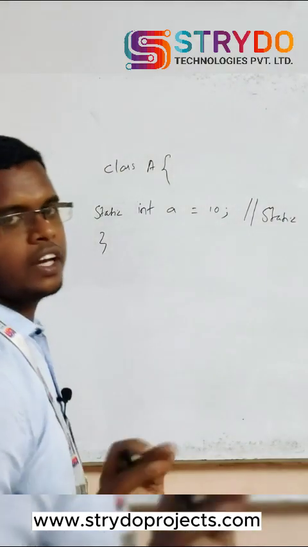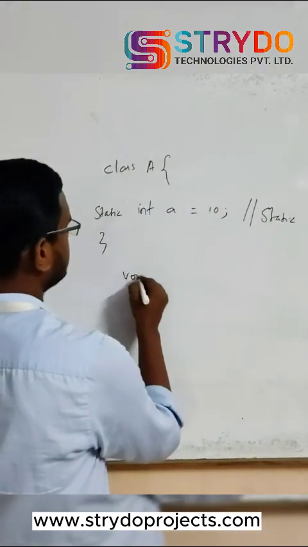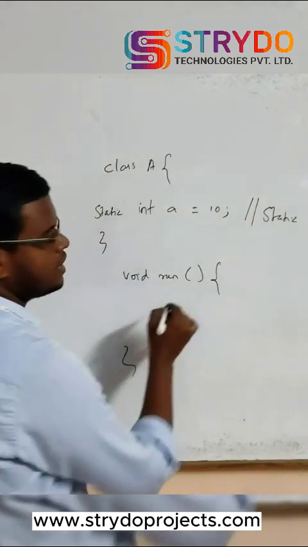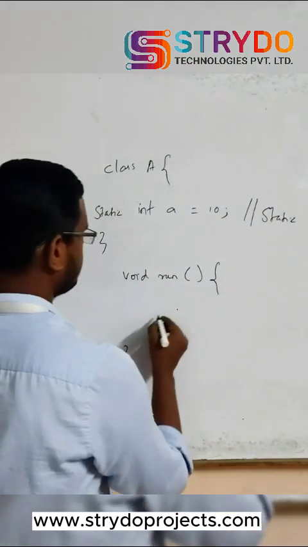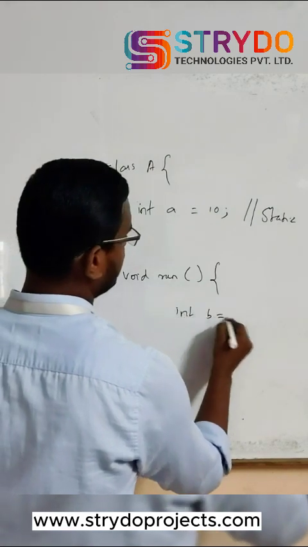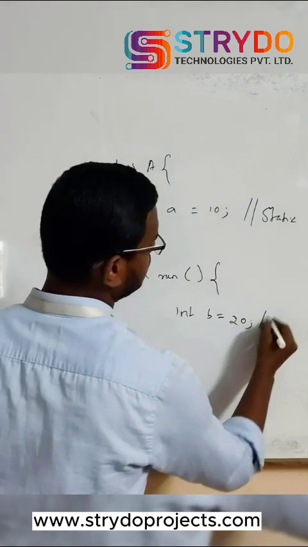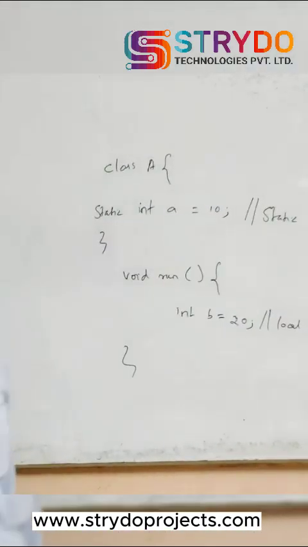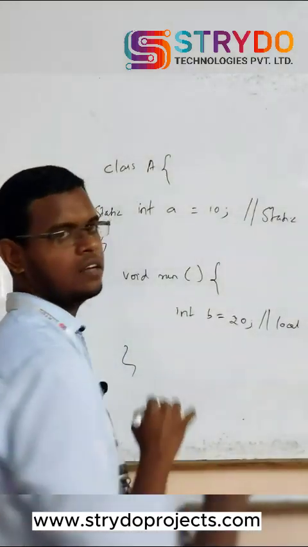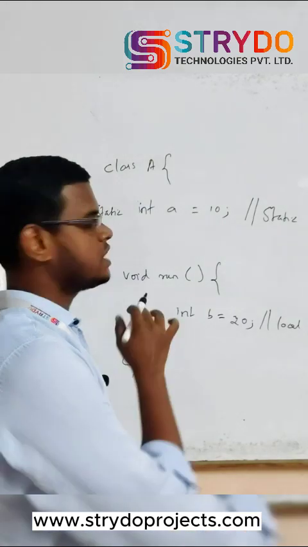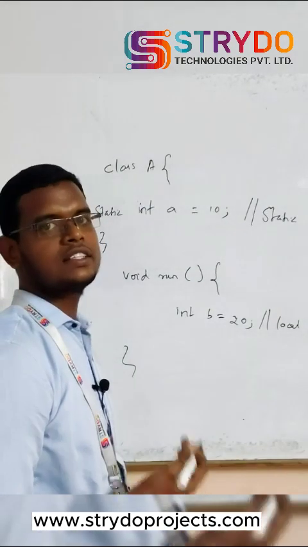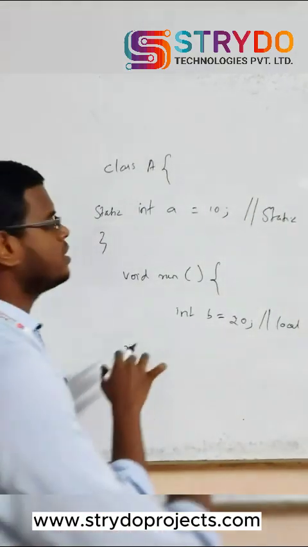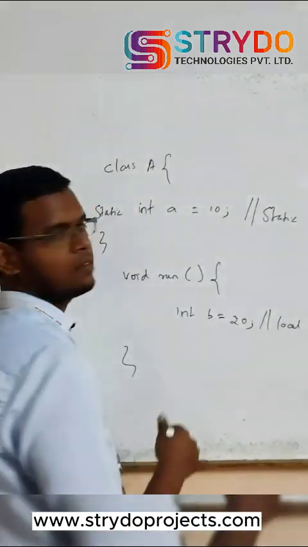If you are going to be creating one method, for example, void run, I have been creating one method. In this method, I am going to be creating one variable, which will come under local variable. And the use of a local variable is that you can access it only inside the method, that is, in the method body. So you can't access it outside the method.